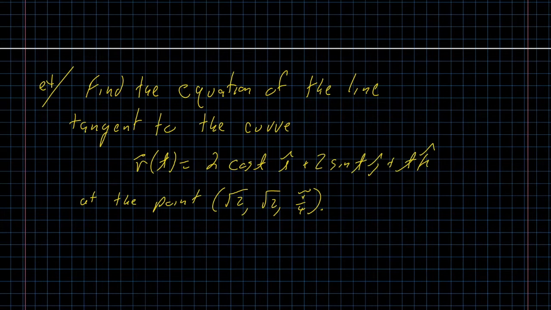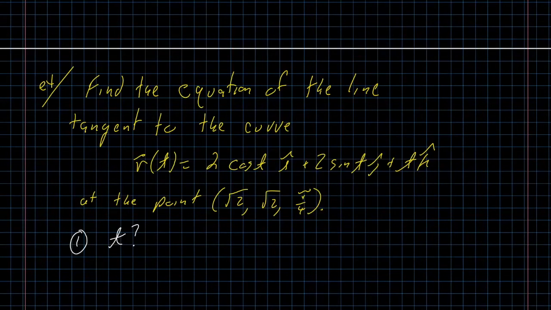All right. So as an example, let's find the equation of the line which is tangent to the curve given by the vector-valued function 2 cosine t i hat plus 2 sine of t j hat plus t k hat at the point root 2, root 2, pi over 4. The first thing that I need to do in order to solve this is figure out the t value, right?